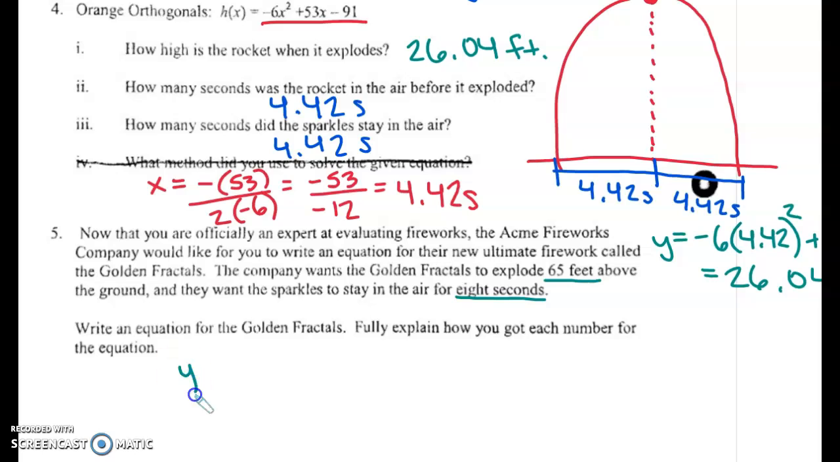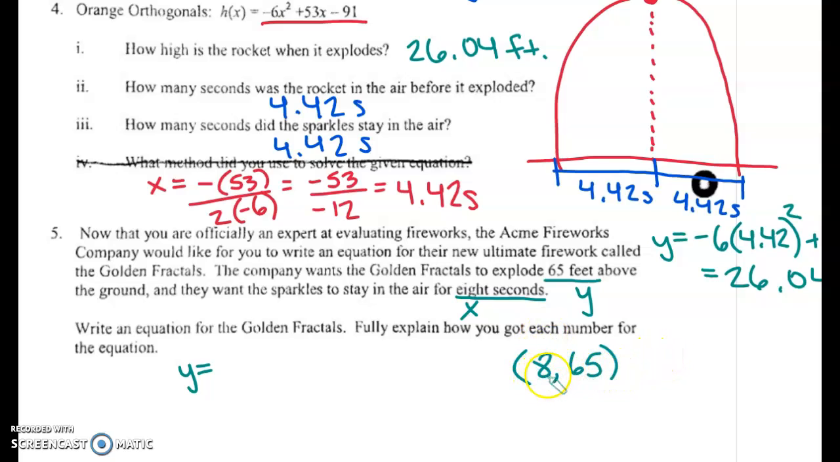Okay, so I'm going to say golden fractals. Let's see. So y equals 65 feet. Remember, that was my height. That was the y. And then seconds, the time, that was my x. So remember, the time and the height was actually my vertex. So it looks like they want this new vertex to be 8, 65. They want the new vertex to be (8, 65).